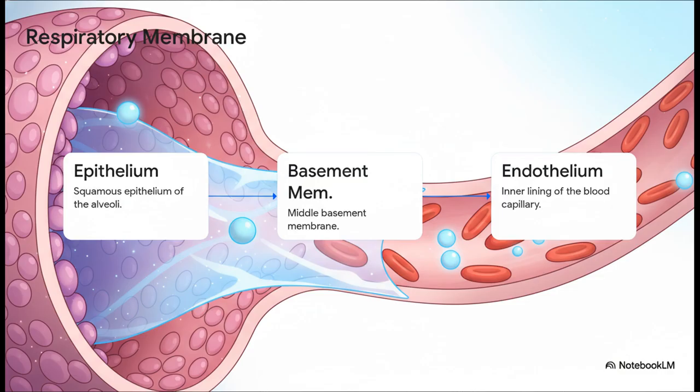Step 2, it crosses a middle basement membrane. And Step 3, it penetrates the endothelium, the inner lining of the blood capillary. Because these layers are incredibly thin, oxygen can just pass right through them via simple diffusion.